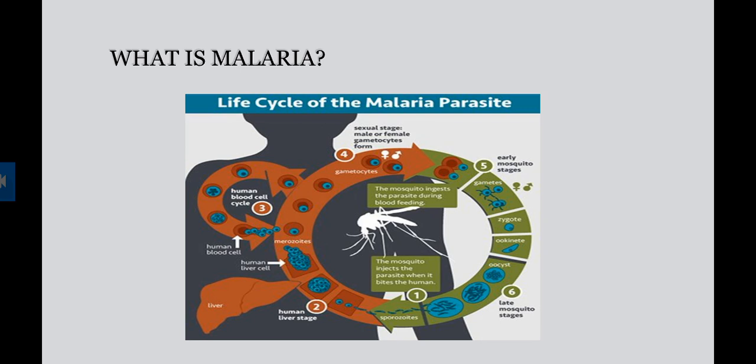The gametocytes form zygote after the early mosquito stages, and the late mosquito stages include oocyst, and hence the mosquito ingests the parasite during blood feeding. The next cycle starts when the next mosquito ingests the parasite during blood feeding. This is how the cycle continues and continues.